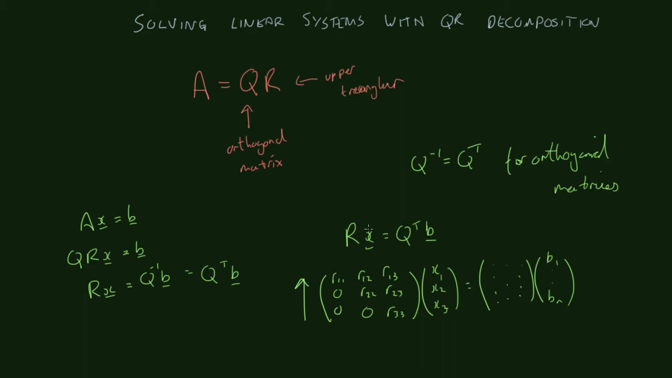Crout's method for use with LU decomposition or Cholesky decomposition required a forward substitution to solve for your vector y and then a back substitution to solve for vector x. With QR decomposition we only needed a backwards substitution to solve. Okay, so let's have a look at an example.